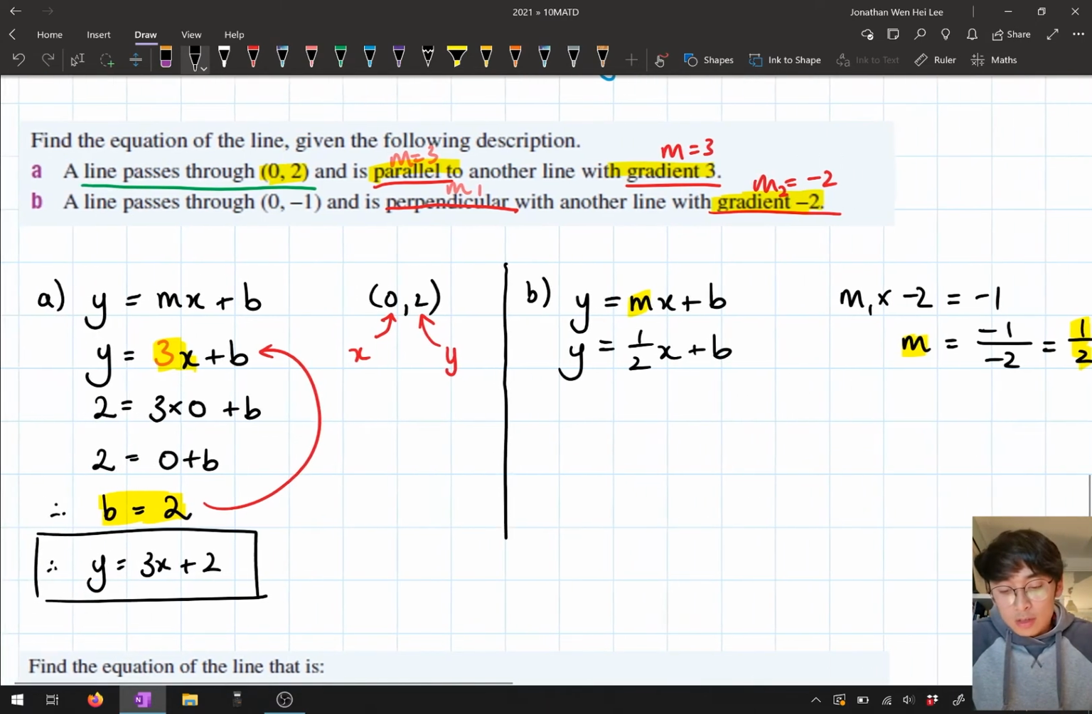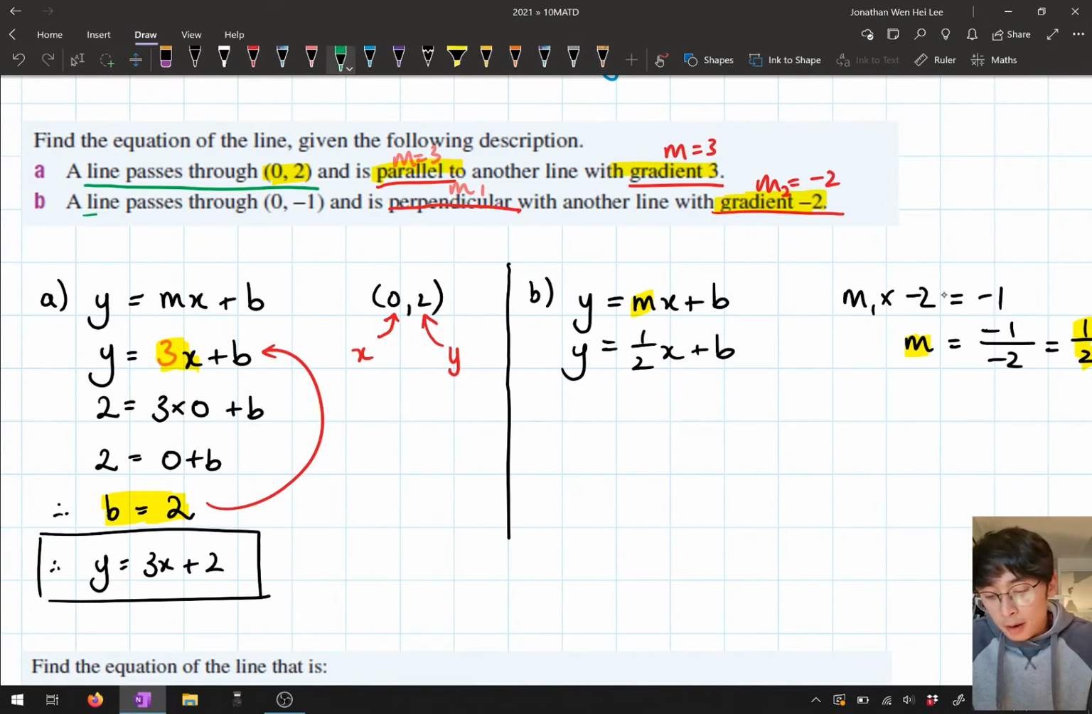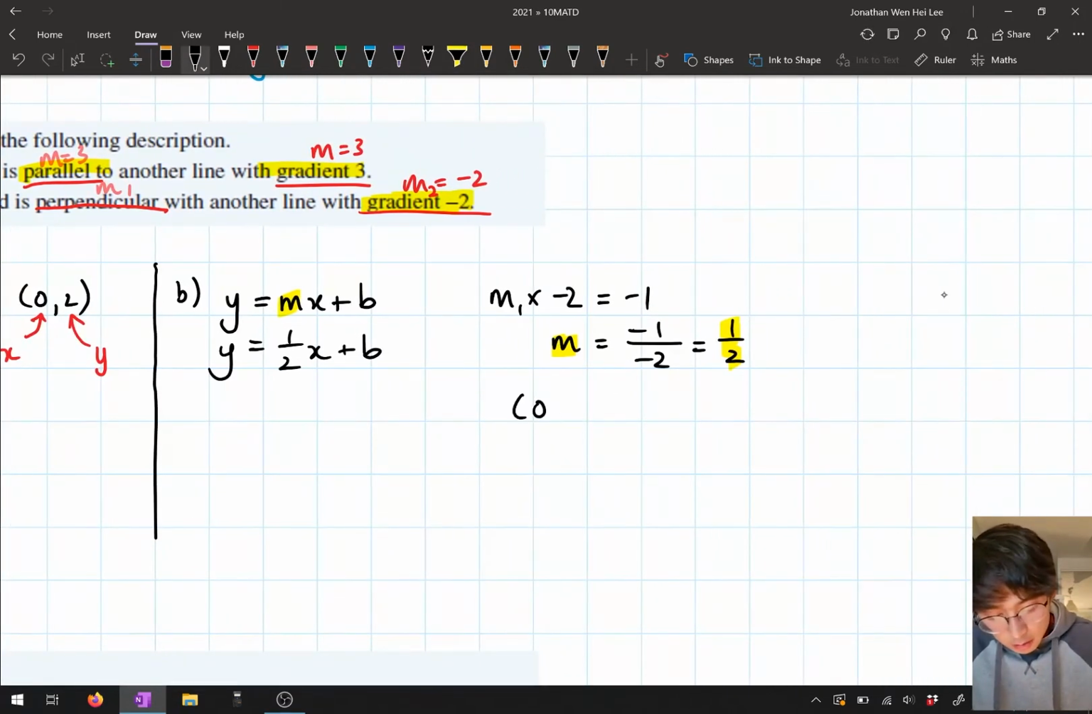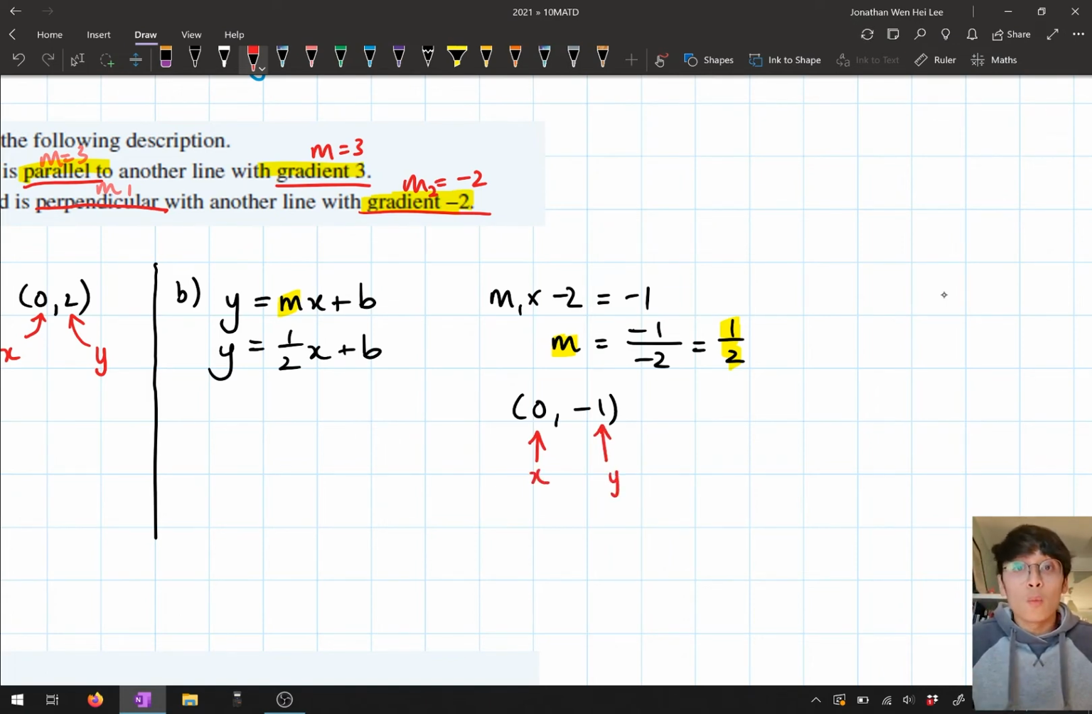And the way that we do this is we substitute our point. So here, the line passes through (0, -1). So I'm going to substitute this point here, (0, -1). I'm just going to write on the side here, (0, -1). And so just like I did before, x value is 0, y value is -1. So I'm going to replace x with 0 and y with -1.